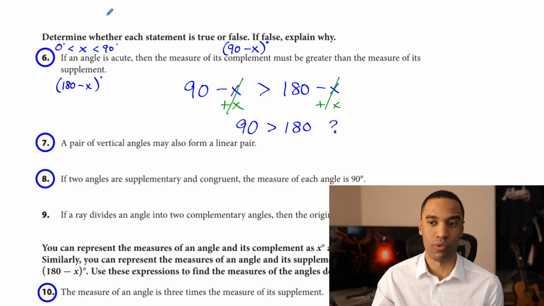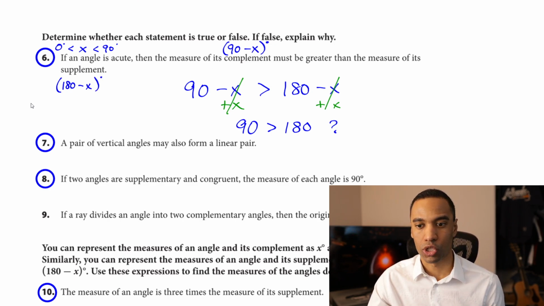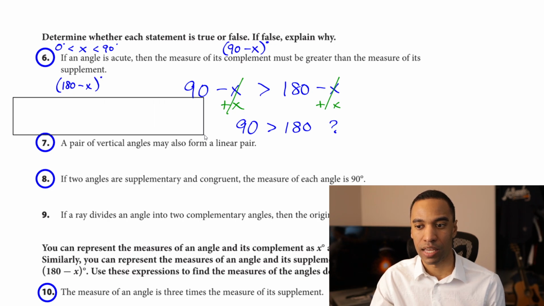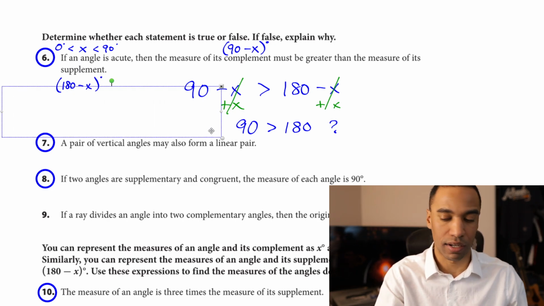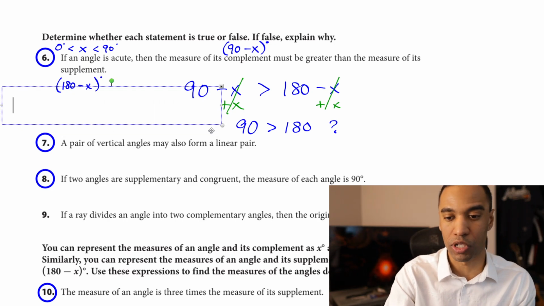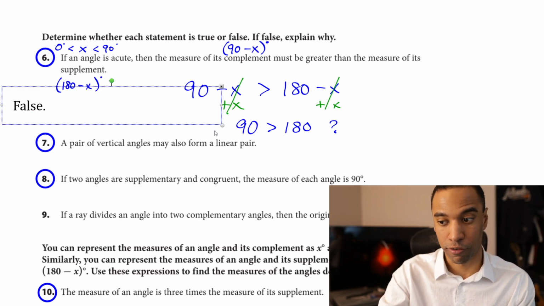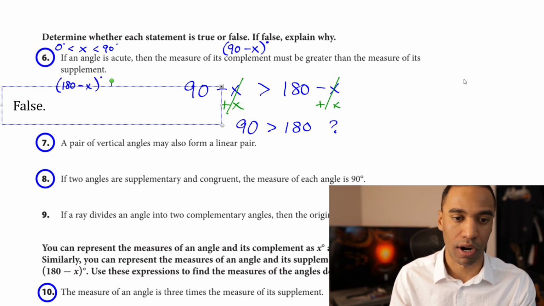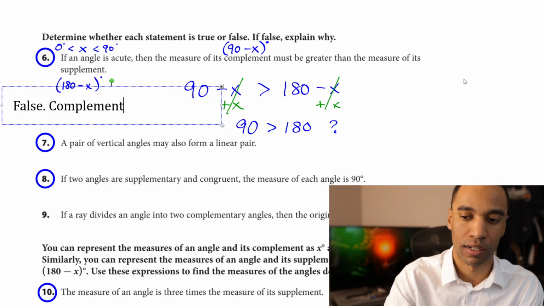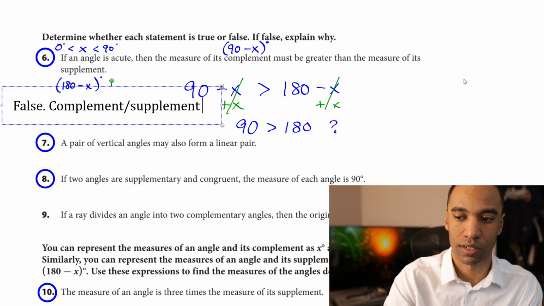This would be a true statement if they did it the other way. If they said the measure of its supplement is greater than the measure of its complement, that would always be true if an angle is acute. So it's false for the reason you see right here, but also I'll just say complement and supplement should switch.